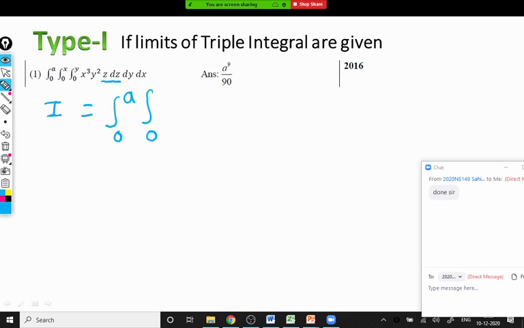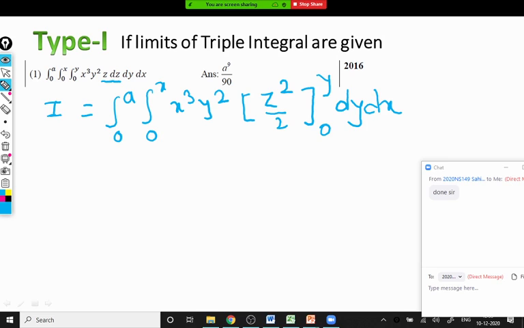Y square will be constant. X cube into y square is a constant. Z, so z square by 2, with the limit of z being 0 to y, dy dx. Okay, that is step number 1.